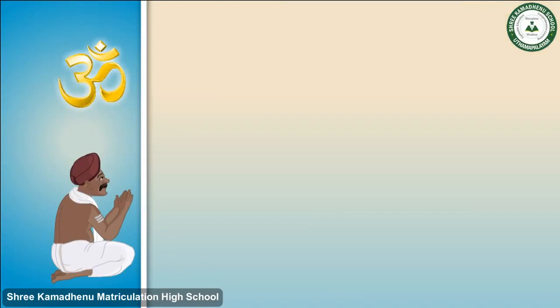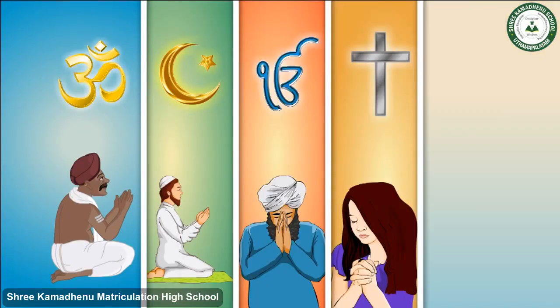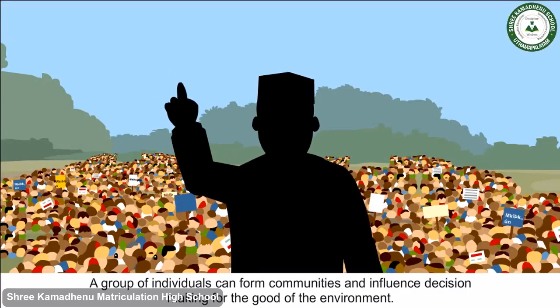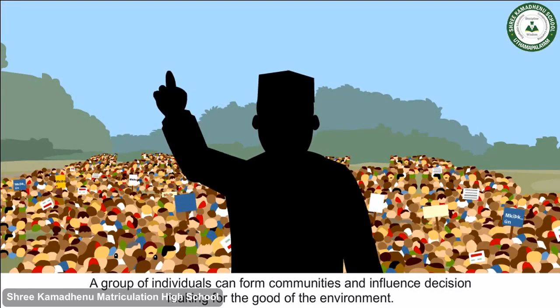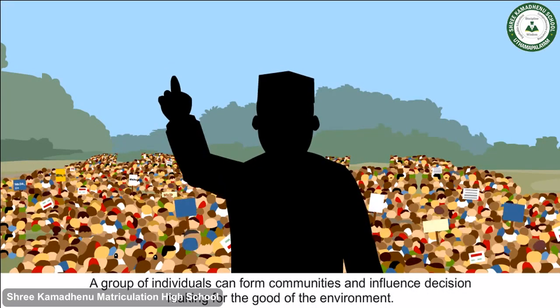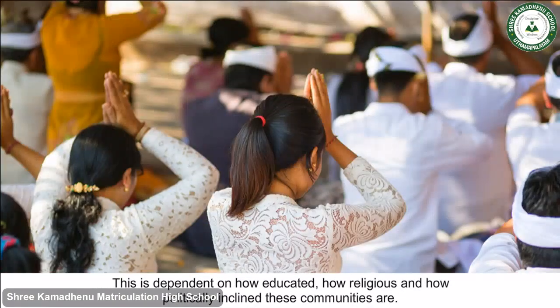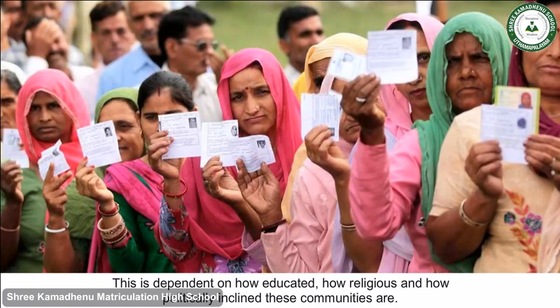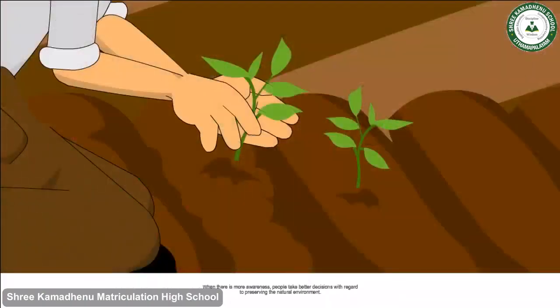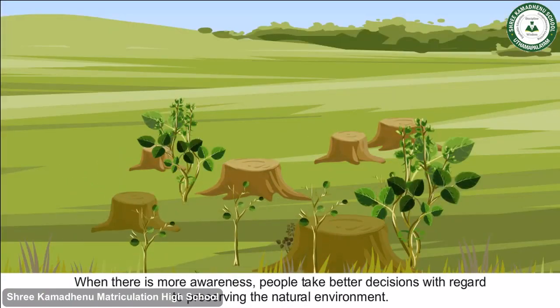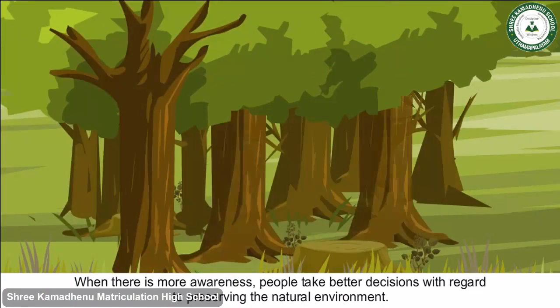There are various components of the human environment: community, education, religion, the individual, and political situation. A group of individuals can form communities and influence decision-making for the good of the environment. This is dependent on how educated, how religious, and how politically inclined these communities are. When there is more awareness, people take better decisions with regard to preserving the natural environment.